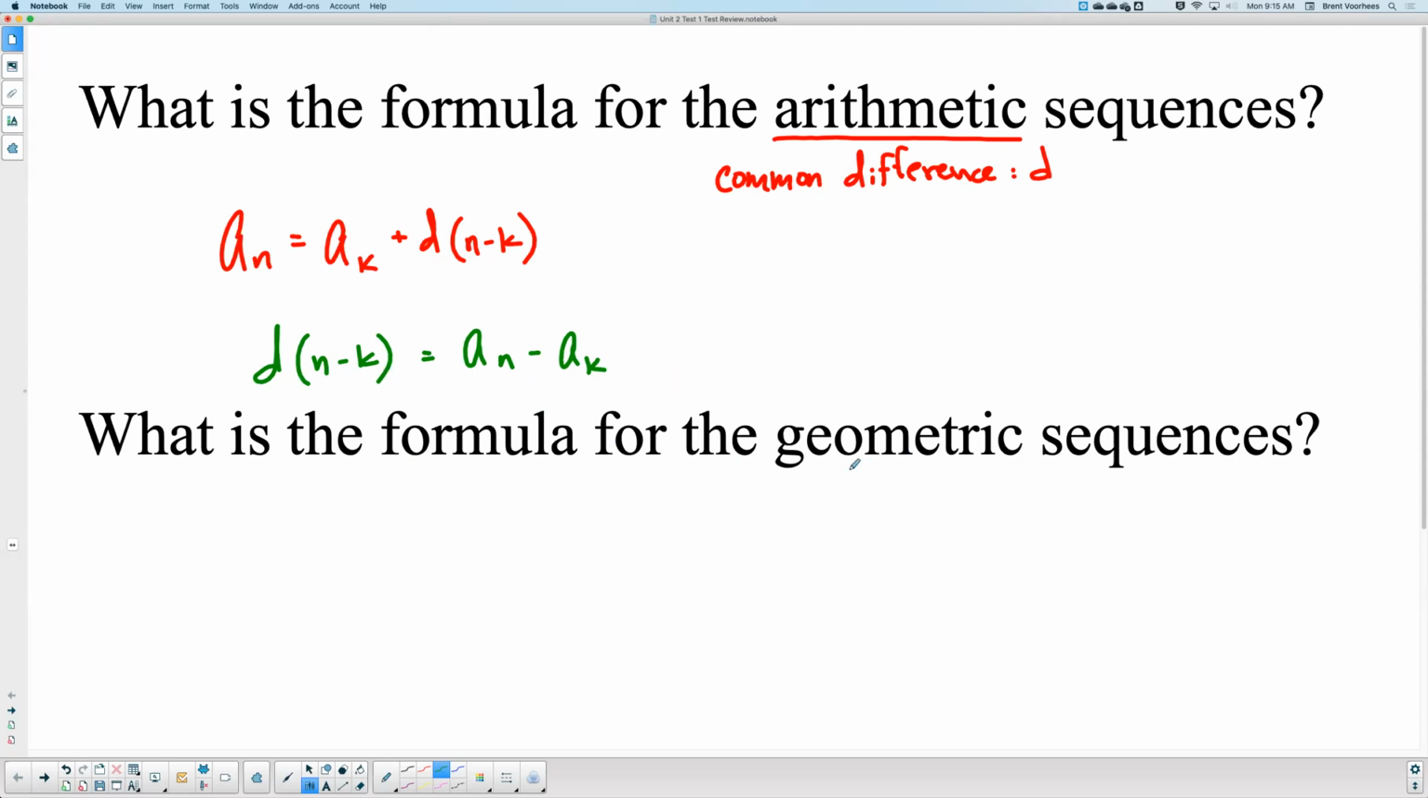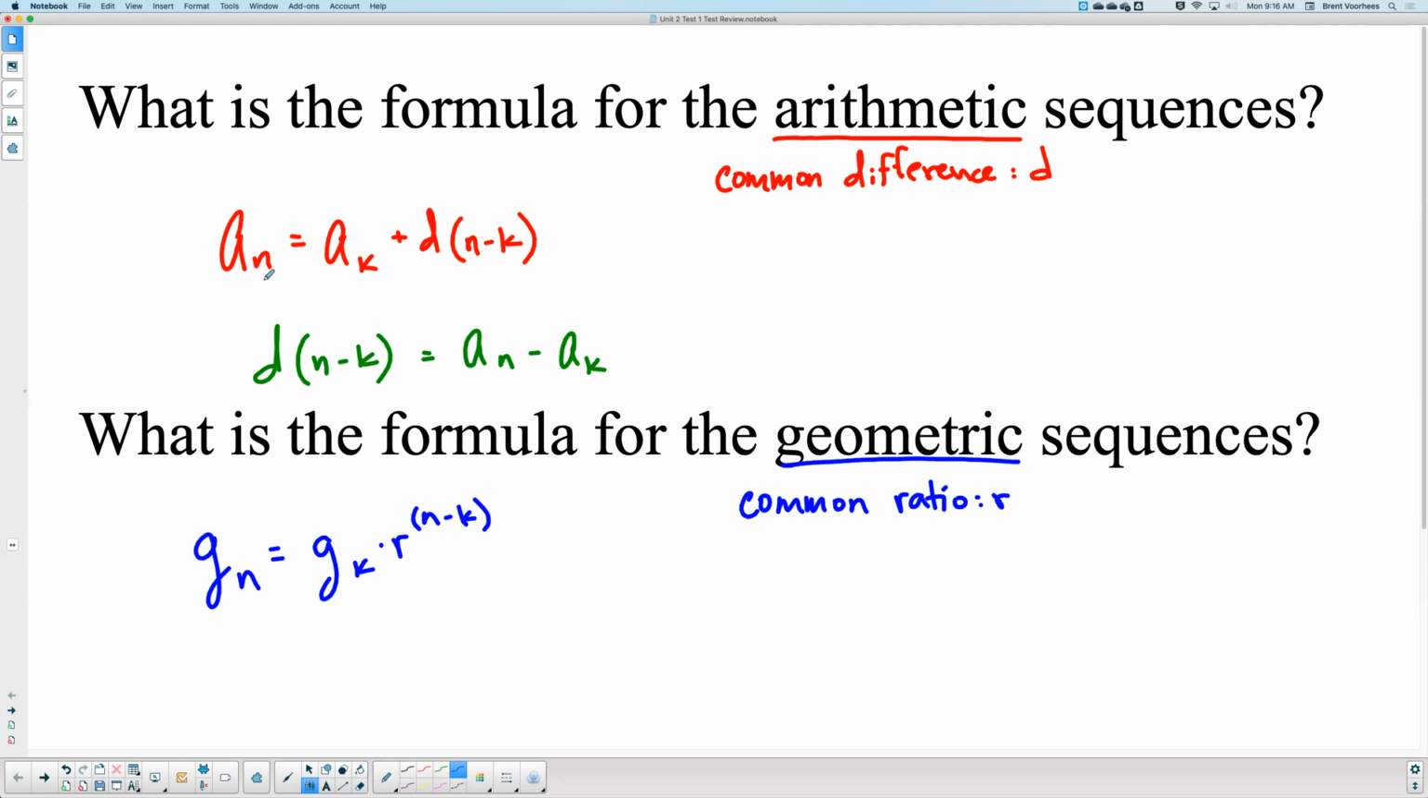What about geometric? We did not call it a common difference; we used a different word. Common ratio. What's the difference between a difference and a ratio? In a ratio, you're multiplying or dividing. And that used the letter R. So the formula here, we used the letter G: G_n equals G_k times R to the power of n minus k. I want to write it like this because it's very comparable and easier to remember. The only difference is this is a plus, this is a times.